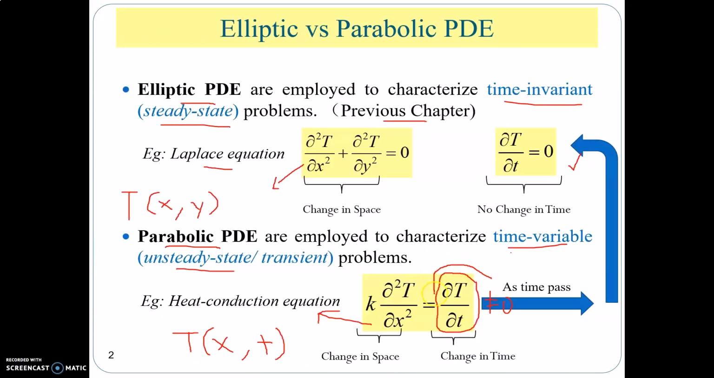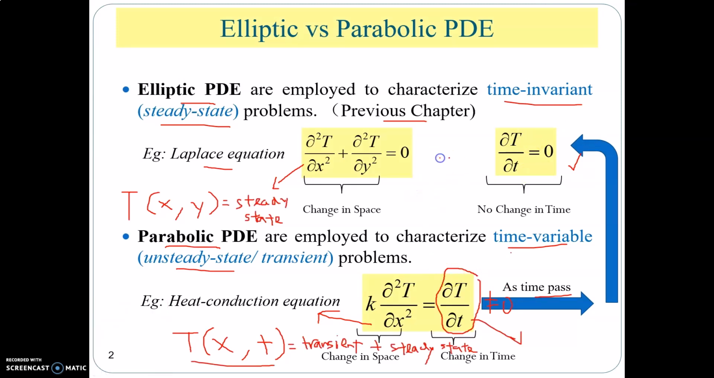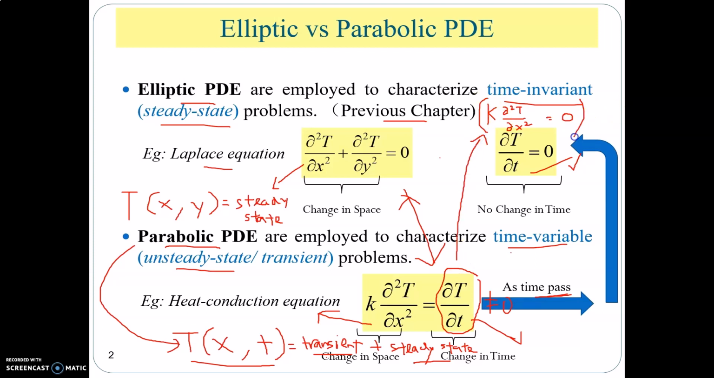So you will find in the solution that your temperature will change with the time in the beginning. As the time passes for a large extent, then your temperature doesn't change anymore. Therefore, you should see the relationship between the elliptic and parabolic PDE. The solution for the parabolic PDE is transient at the beginning, and then as time goes, the delta T over delta t here will become 0. This changes the parabolic PDE into the elliptic PDE format, where from here you obtain the steady state result.